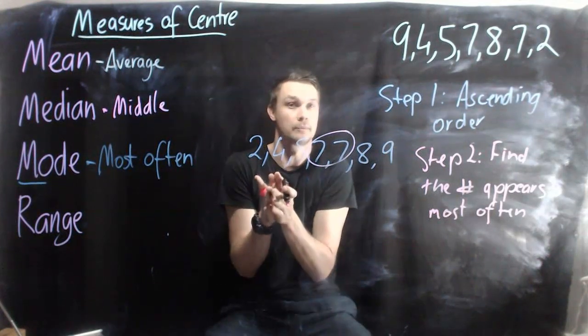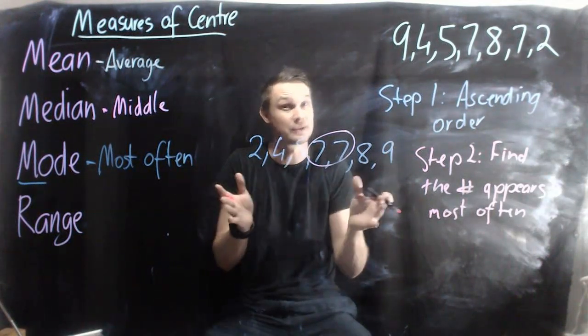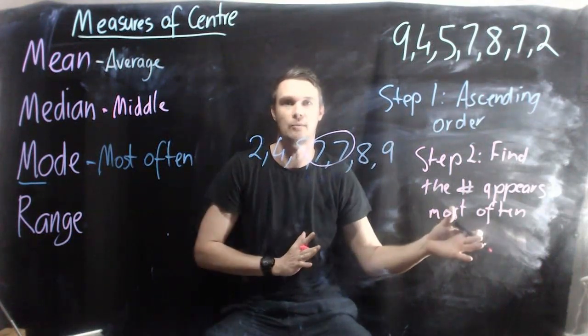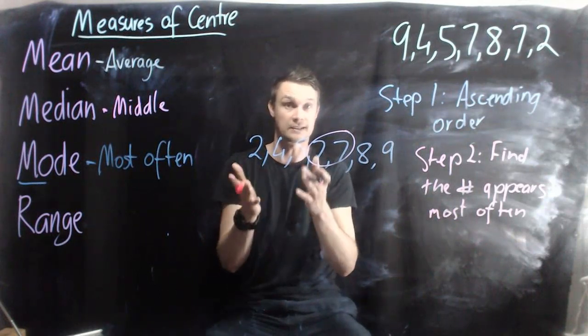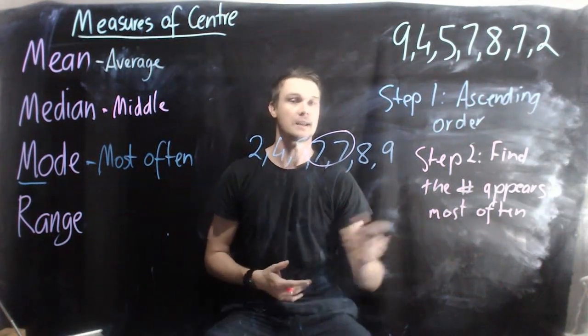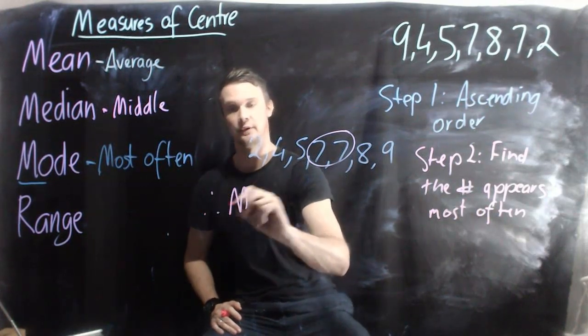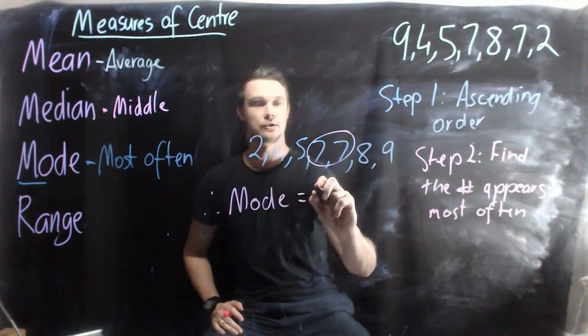So again, it's important that you do put it into an ascending order or descending, in this case doesn't matter, but just so you can see the patterns and numbers that occur most frequently. So when you're finding that, step 1, put it in ascending order. Step 2 is then to find the number that appears most often. So you'll go therefore mode equals 7.